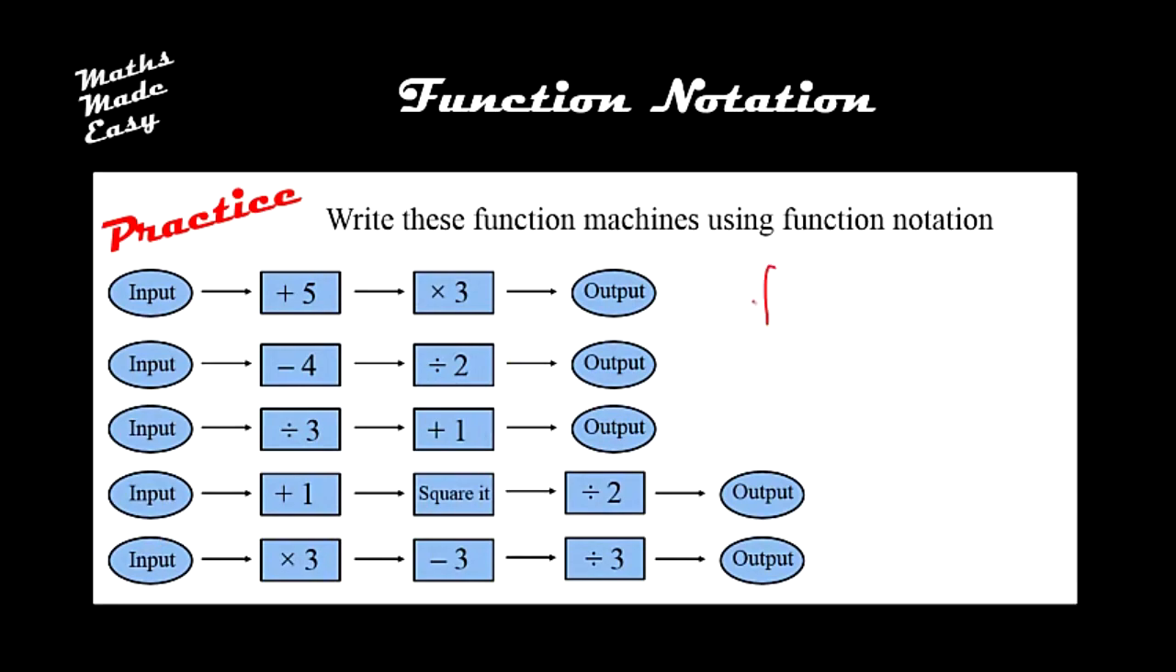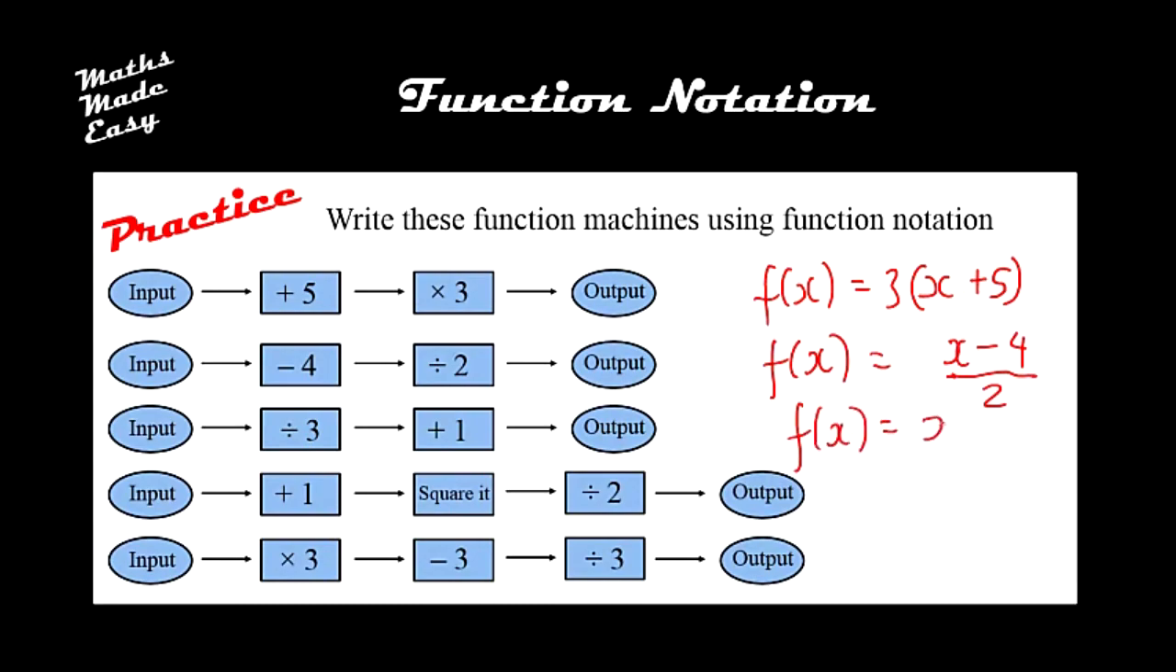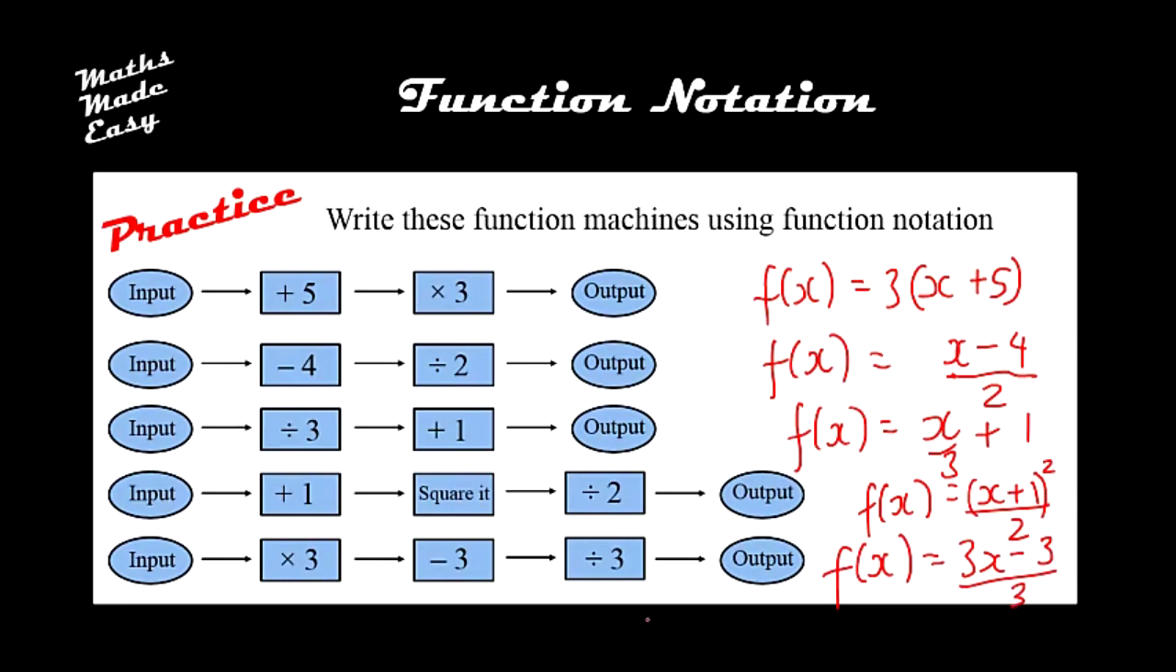Okay, here are the answers then. For this first one, we have f of x equals x, you add 5 to it, and then you times all of that by 3. That was like our second example. And then this one here, f of x equals, well, you have x, you take away 4 from it, and then you divide all of that, and make sure this line covers the x and the 4, by 2. For this one here, f of x equals x divided by 3 plus 1. f of x equals x plus 1, and then we're going to square all of that. You need to make sure that bracket's there on the x plus 1, and then divide all of that by 2. And then finally, f of x equals 3x minus 3, all divided by 3.